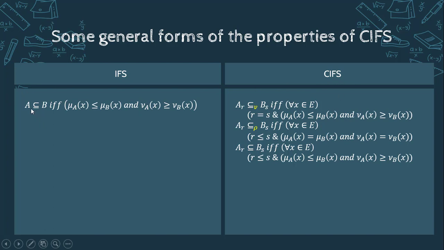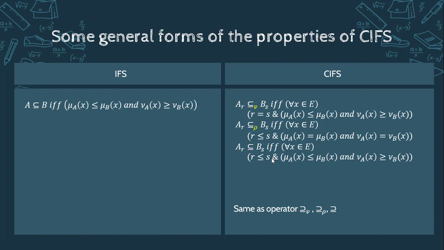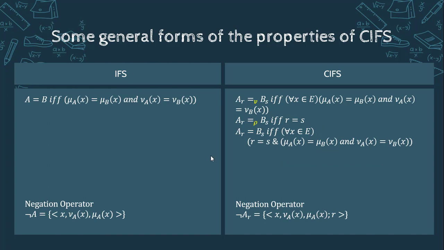We start with subset. With IFS, we have A subset B. In CIFS, we can define three types of subset, and the same for the superset operator: superset nu, superset rho, and pure superset. It is also the same with equality. A equal B becomes A_R equal nu, A_R equal rho, and A_R pure equal. The next is the negation operator. Negation of A in IFS is like this, and then negation of A_R is like this. That is something different.